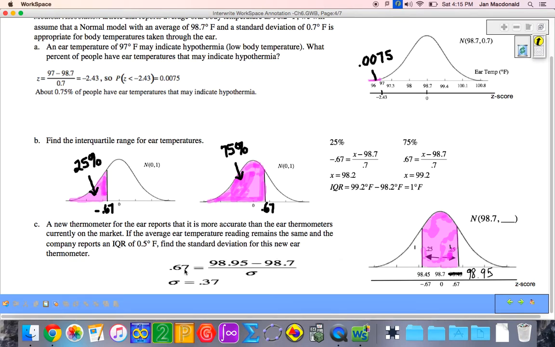So we plug it into our z-score formula, and we get 0.67 equals 98.95 minus the mean divided by standard deviation. Okay? So the standard deviation is 0.37. To answer the question, find the standard deviation for this new air thermometer. The correct answer is 0.37 degrees Fahrenheit.